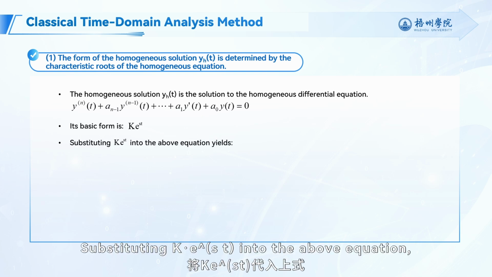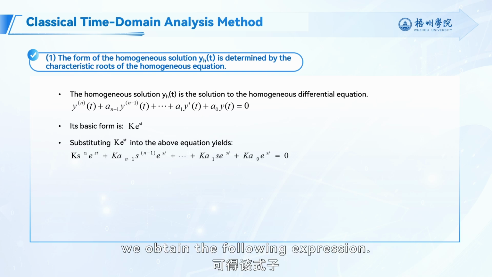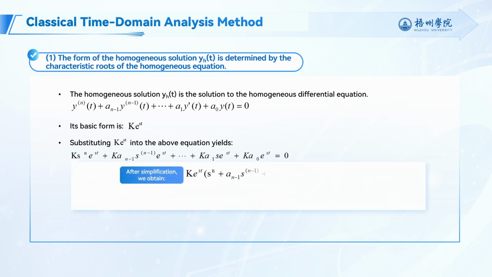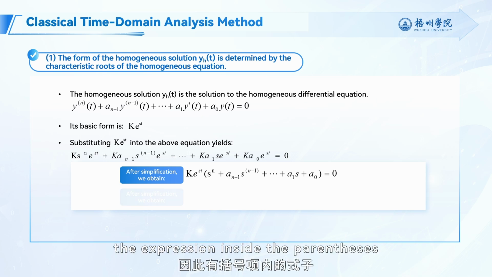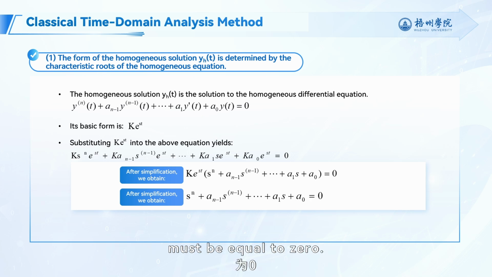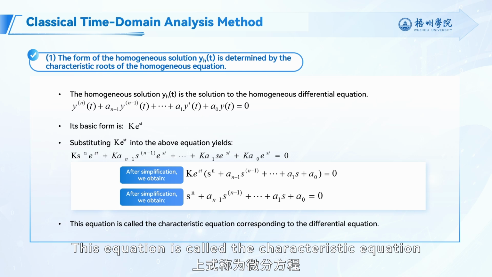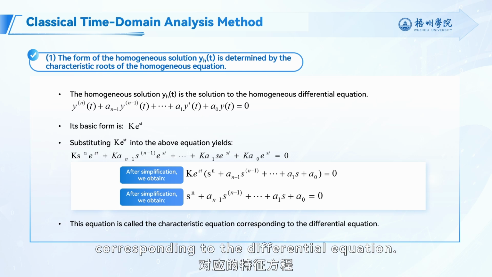Substituting k times e raised to the power of st into the above equation, we obtain the following expression. Factoring out k times e raised to the power of st and simplifying, we obtain this expression. Since k times e raised to the power of st is not equal to 0, the expression inside the parentheses must be equal to 0. That is, s to the power of n plus a sub n minus 1 times s to the power of n minus 1 plus ... plus a sub 0 equals 0. This equation is called the characteristic equation corresponding to the differential equation.